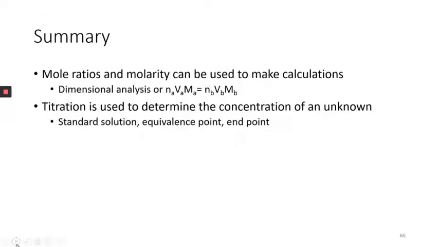So in summary, mole ratios are important not only in stoichiometry, but also in molarity and solution calculations. When you're using stoichiometry, make sure you use dimensional analysis to set it up properly, or you could use the shortcut equation that we went over. Titration is the experimental process that is used to determine the concentration of an unknown. Some key terms that we discussed were your standard solution, your equivalence point, and your endpoint. If you have any questions, let me know.